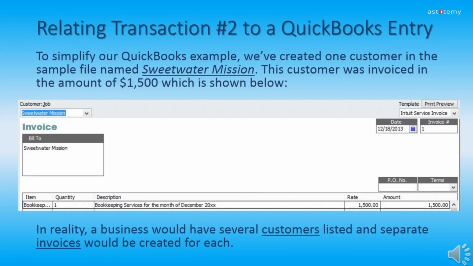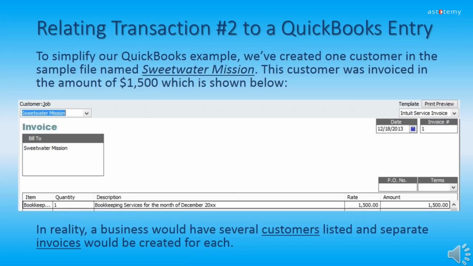And now we relate Transaction 2 to a QuickBooks entry. To simplify our QuickBooks example, we've created one customer in the sample file named Sweetwater Mission. This customer was invoiced in the amount of $1,500, which is shown below. In reality, a business would have several customers listed and separate invoices would be created for each. Now, I won't go into the details of this diagram. Hopefully, by now, you should be able to figure out what's going on.